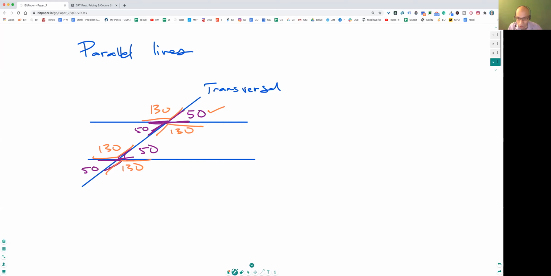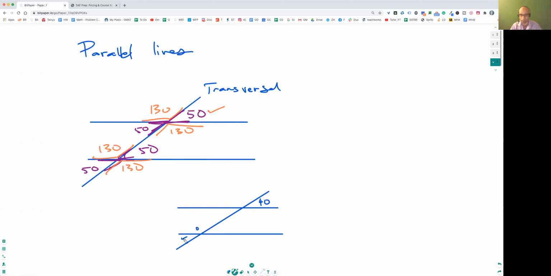So let's try and see how we can work another problem here. Let's say you've got parallel lines over here, and let's say you've got another angle over here. Let's say it's 40. Then what do you think this angle is going to be? And can you tell me what this angle is going to be?